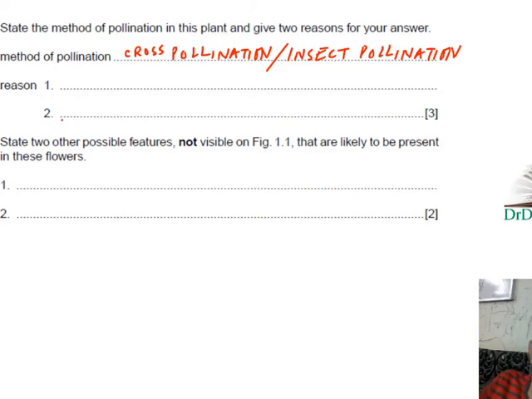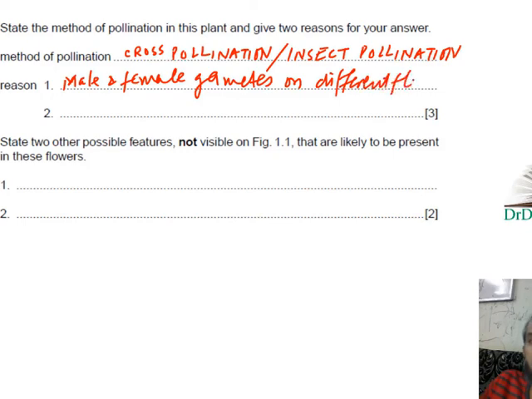Okay, and the reasons are that the male and female gametes are on different flowers. And the second thing is that it has big and bloomed petals. Big petals are there and bloomed petals are there. So these two are the reasons.